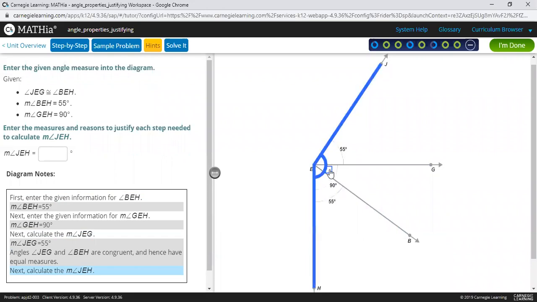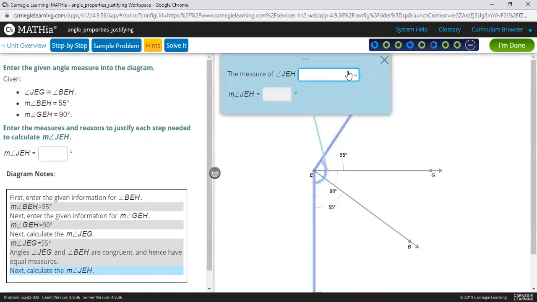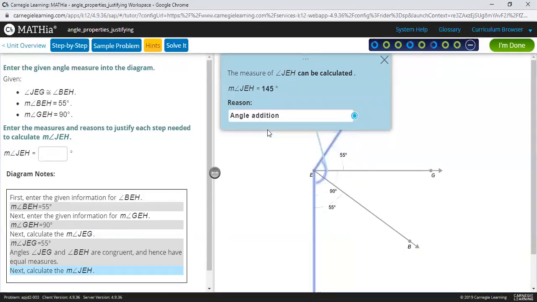All right, so now I want to find this entire angle, and I can do that by adding. So the measure of JEH, the whole thing, can be calculated. And I can calculate that because I know that this angle is 90 degrees and this guy is 55, so together they make 145 degrees. And if you watched any of the other videos, that was angle addition. That helps us do that.